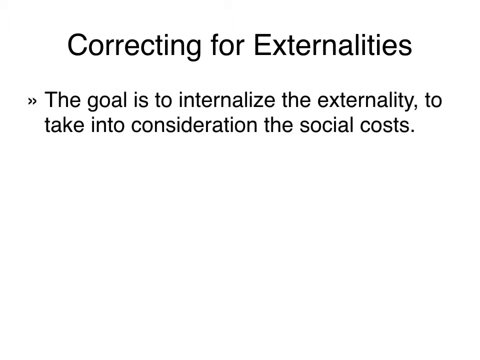Okay, this third and final section is all about correcting for externalities, and there will be a bit of a discussion about public goods. Okay, so correcting for externalities. The goal is to internalize the externality to take into consideration social costs. There are a number of ways to do this.